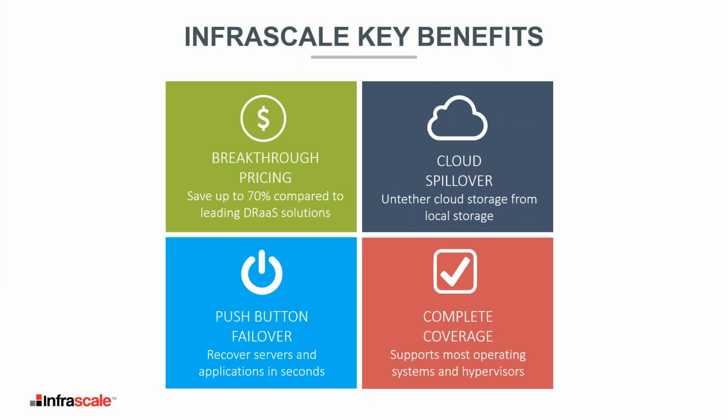2 is cloud spillover. This is what we talked about a minute ago. Unlike other appliance-based solutions, we allow you to store an unlimited amount of data in the cloud, regardless of the size of your physical appliance. 3 is push button failover, to recover entire systems in seconds with just a few clicks. That really allows the time to fix the core problem while all of your customers stay productive and stay up and running. And then 4 is complete coverage.